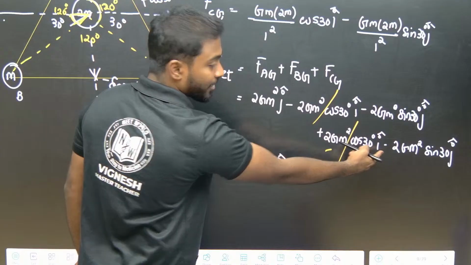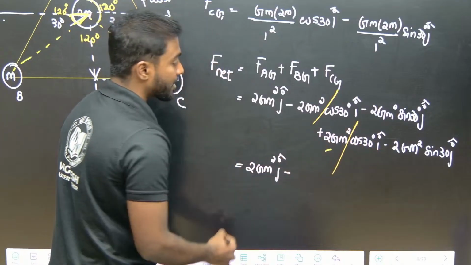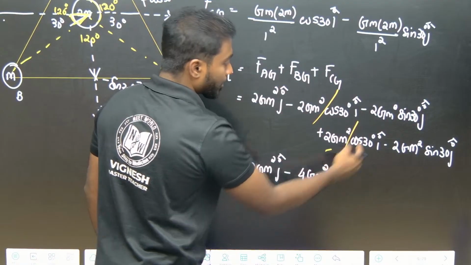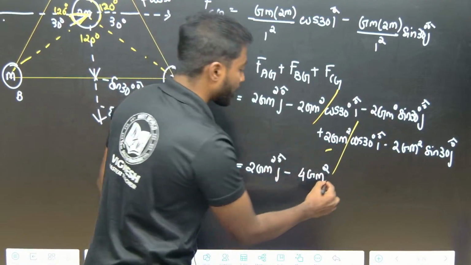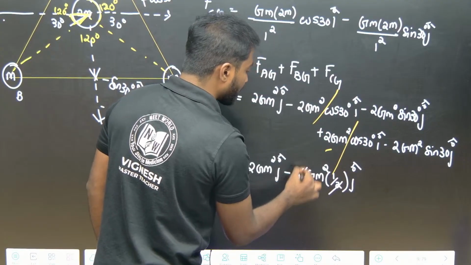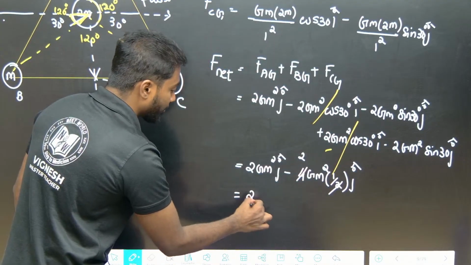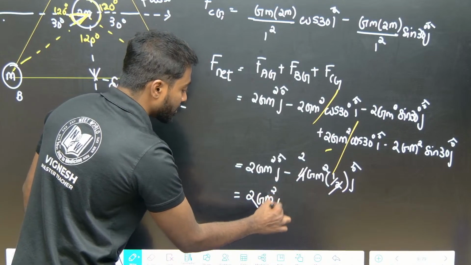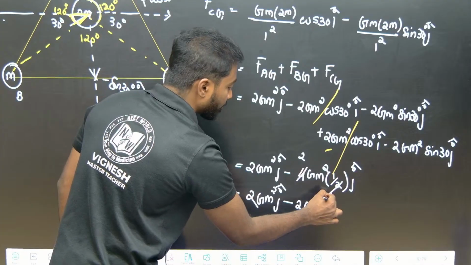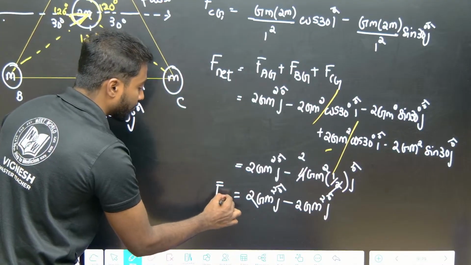So minus and minus can be minus 4 GM square. Sin 30 is 1 by 2. So 1 by 2 j cap. So 1 times and this is 2 times. So final answer will be 2GM square j cap minus 2GM square j cap. So F net will be nothing but 0.